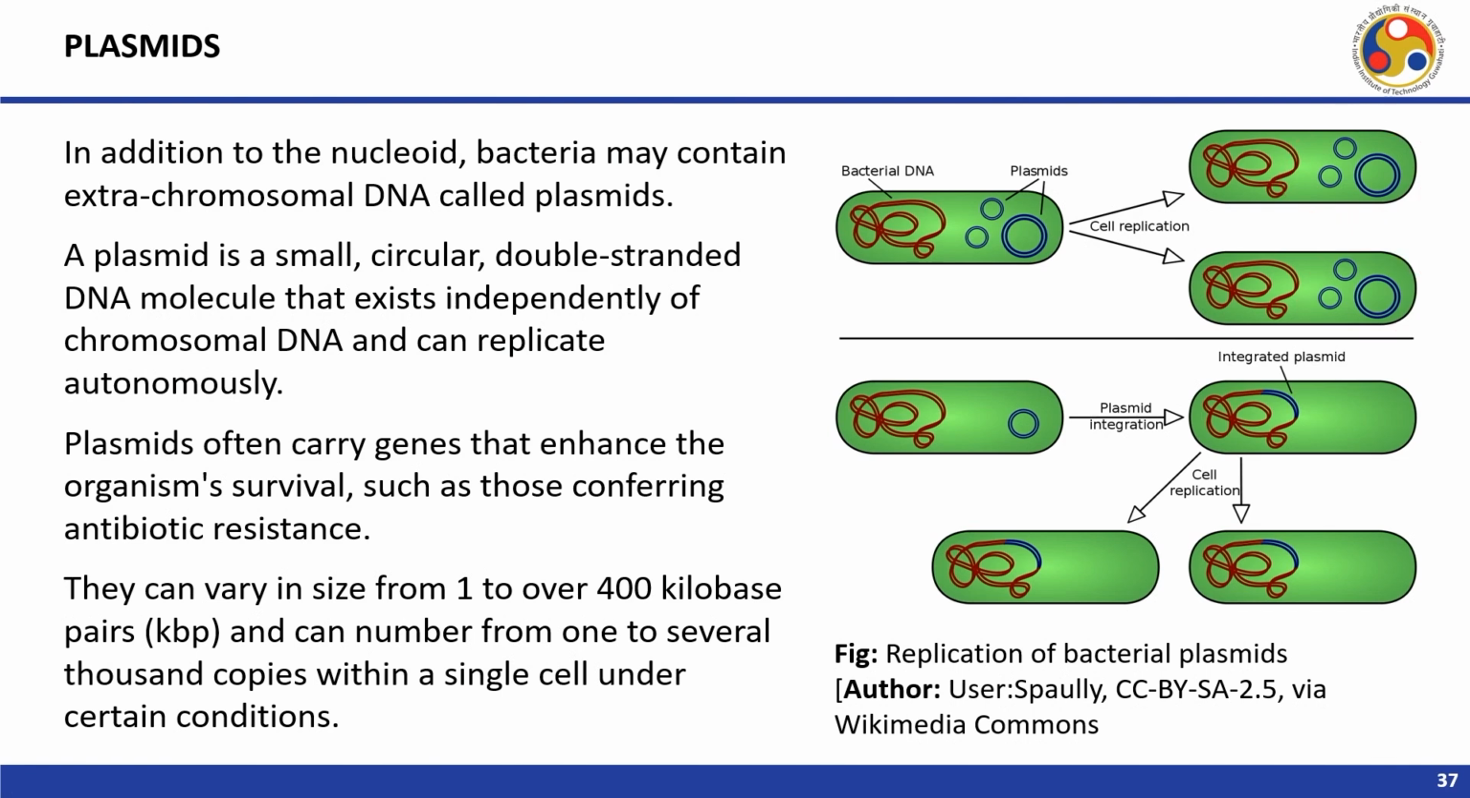These plasmids can vary in size from 1 to over 400 kilobase pairs and can number from 1 to several thousand copies within a single cell under certain conditions. In certain cases, there is plasmid integration into the main chromosome. So, in this case, the plasmid DNA replication becomes integrated along with the main DNA replication. So, this can be a special case or exception.